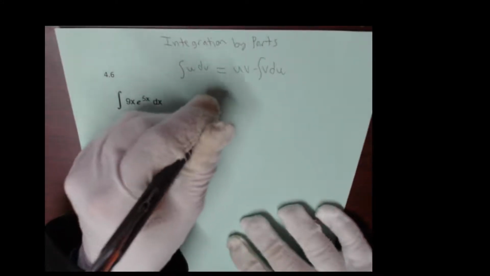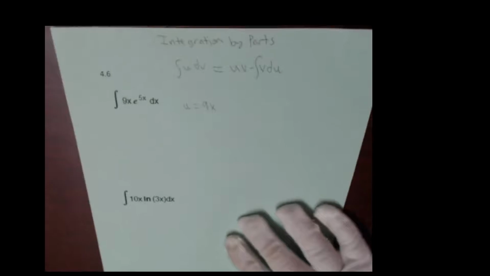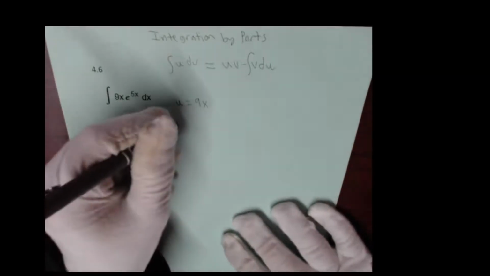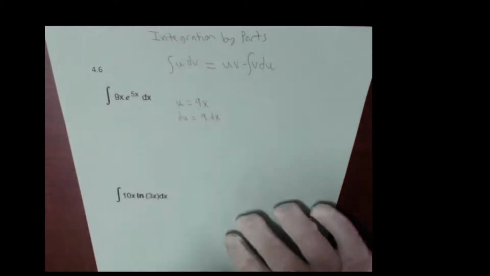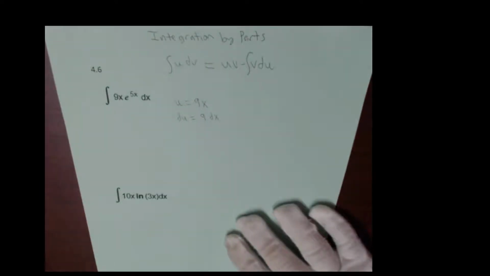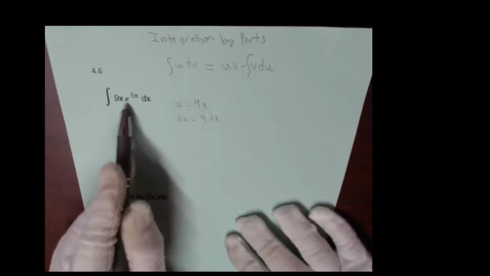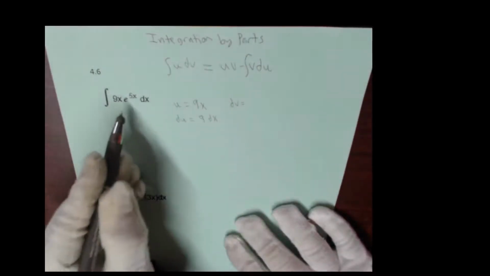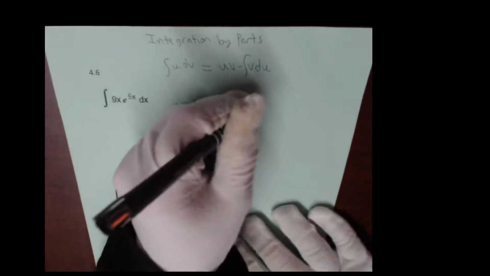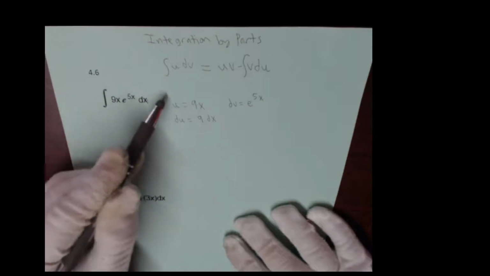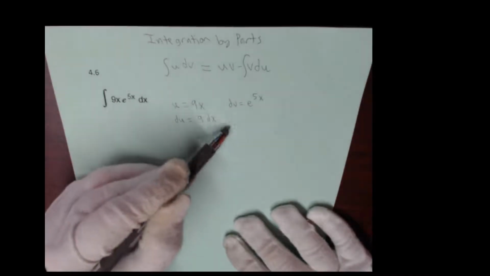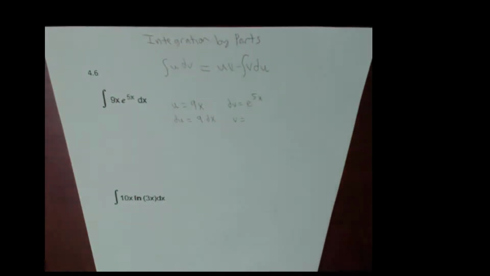In this problem, you would want to set u equal to 9x, which means that du is equal to 9 dx. So that's good. So that's our u. So if our u was 9x, then that means our dv will be, oh, that's how I could have remembered it. Our dv will be e to the 5x. Okay? So notice here we took a derivative. Here we need to take an integral. So we took the derivative of u to get du.